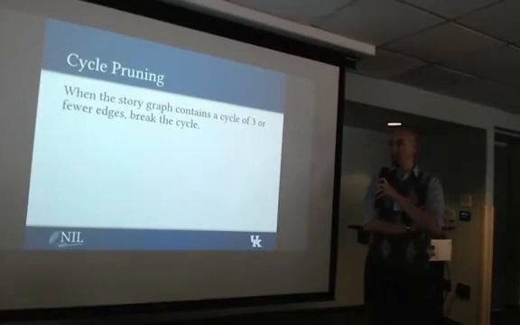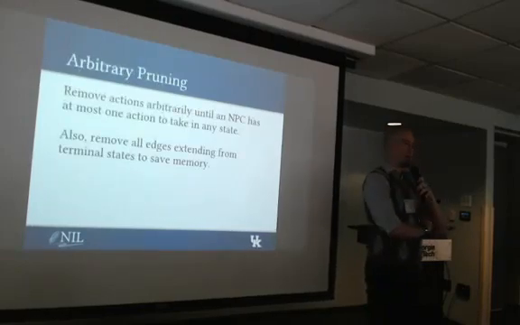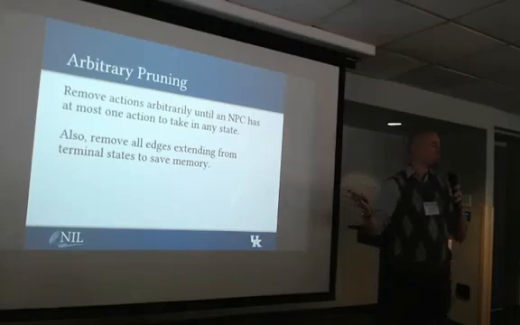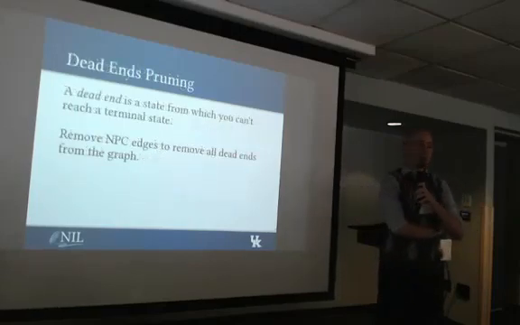All right, then cycle pruning. This does not get rid of all cycles. When we have cycles, we detect them and break them. Finally, if we have many actions left for an NPC, we say they're all equally good. We pick one at random. And then the final one is dead-end pruning.